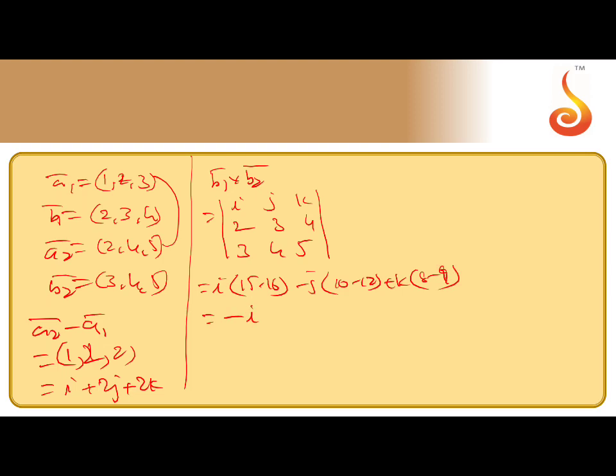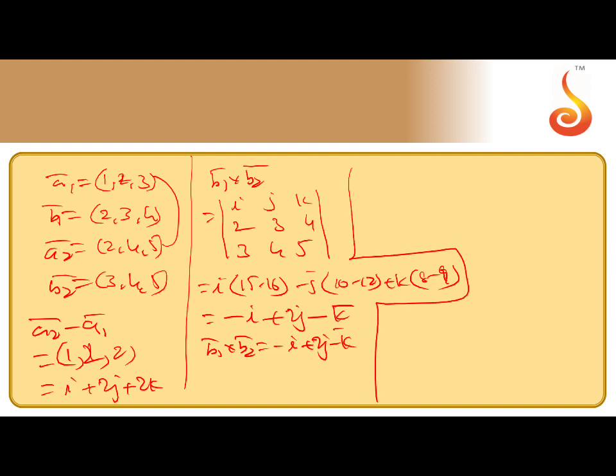So finally minus i plus 2j minus k. This is b1 cross b2 is minus i plus 2j minus k. So you got all the values. So you got a2 minus a1, and b1 cross b2 we got as minus i plus 2j minus k comes here. So now we can find the formula for SD.